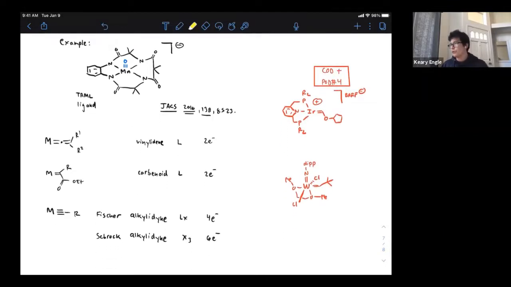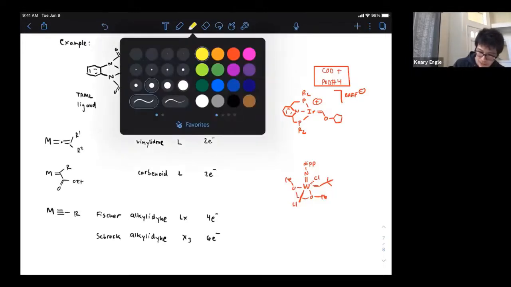And then to review, we talked about vinylidenes and these carbenoids that are typically generated from diazos. And then in terms of electron counting, when you see these, just think Fischer carbenes.